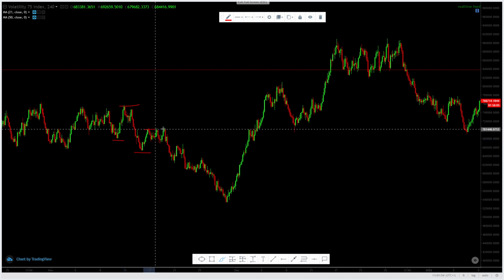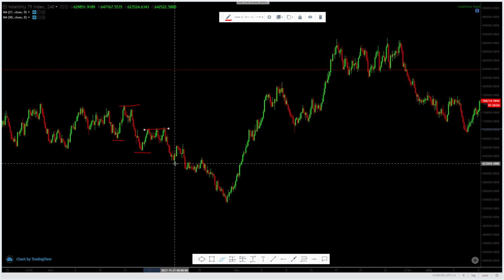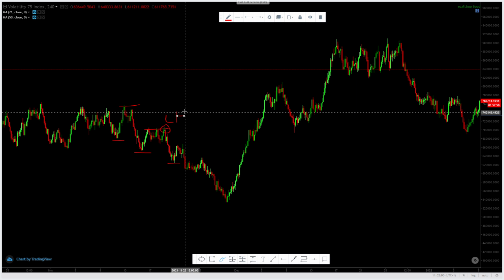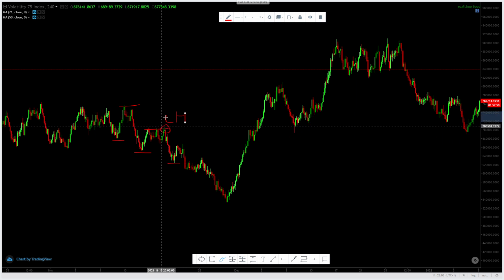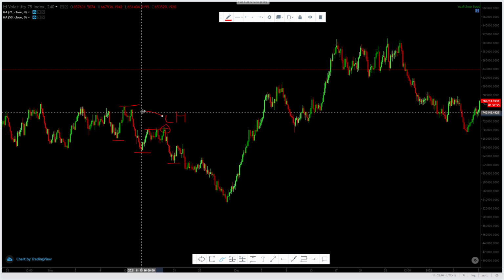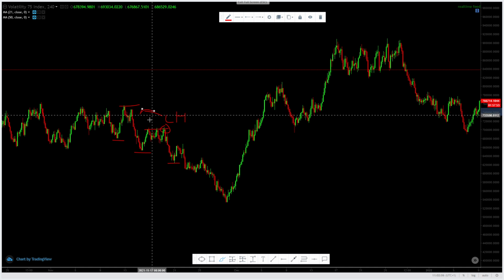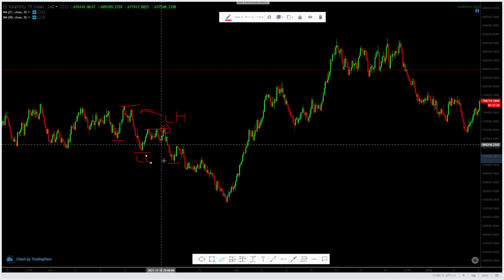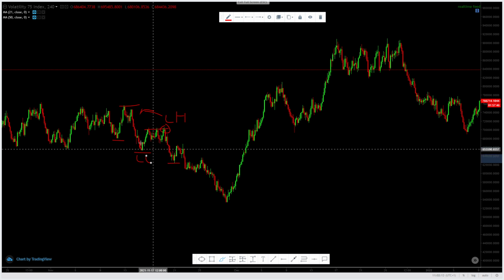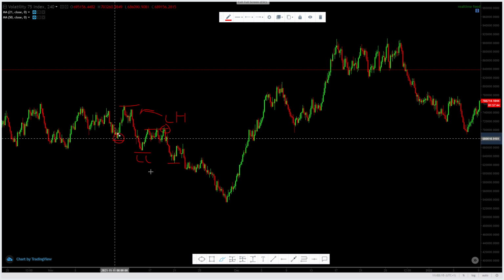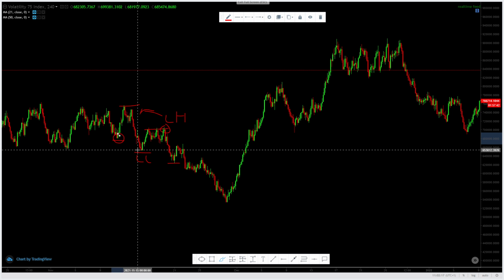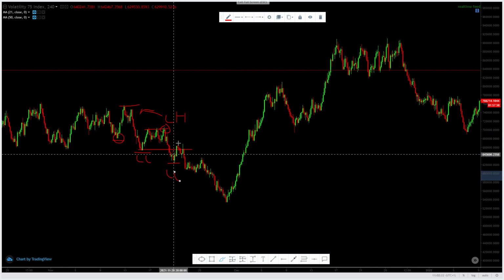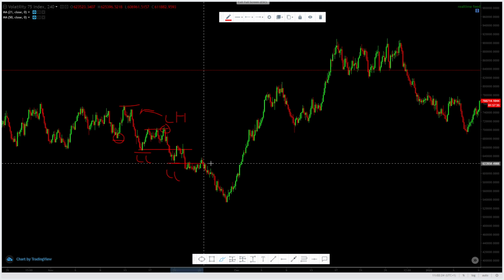Price retraces back, then continues to the downside and creates a lower high. This is our lower high, because it is lower than our previous high. And this is a lower low, because it is lower than our previous lows right here. So we break out of the structure, then we create a new lower low. Price retraces back and breaks under the structure.